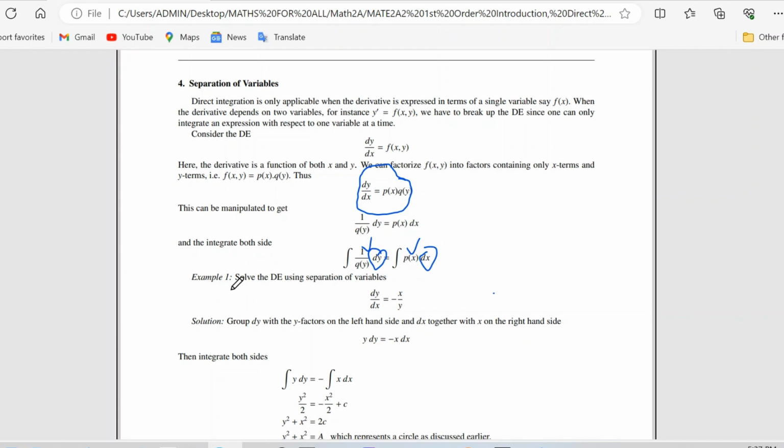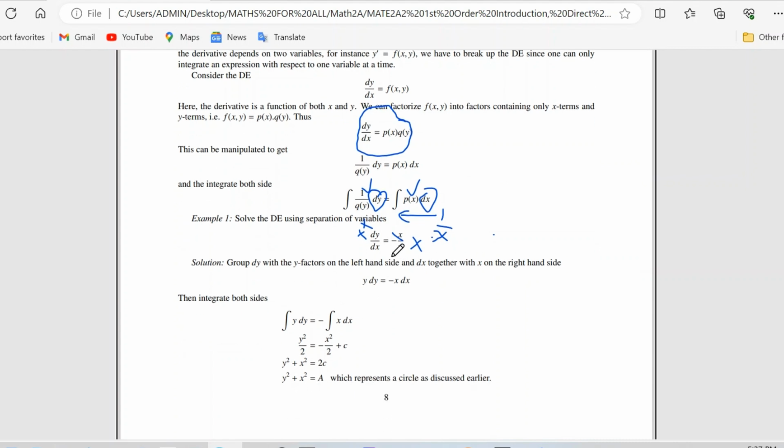Now, this is the first example. Very basic. Solve the DE using separation of variables. First thing first, multiply by 1 over x. X will cancel this side and x will also cancel that side. Then you will have something like this, right? Or you just use straightforward cross multiplication, whereby you will have y dy is equal to x dx, right?